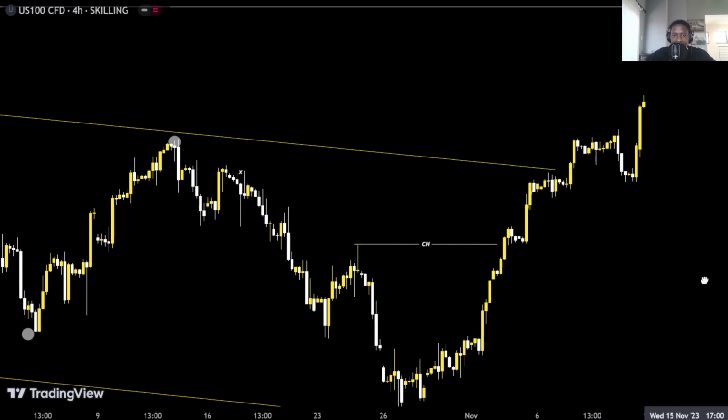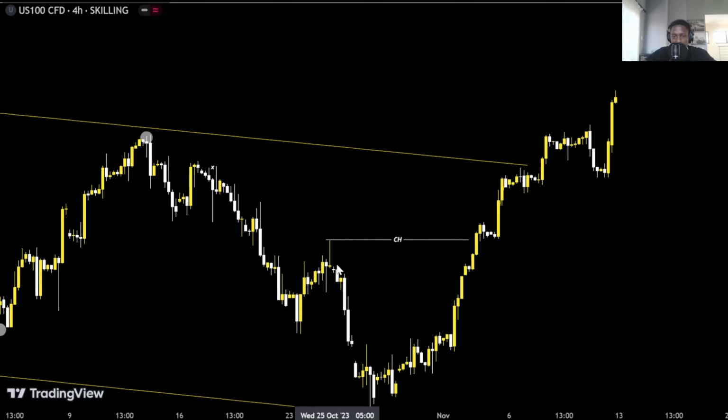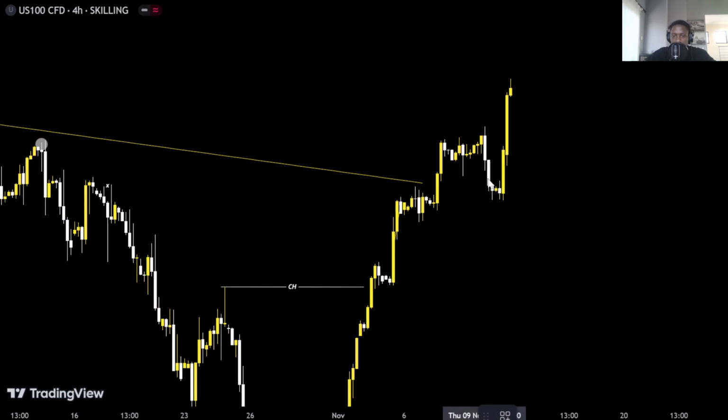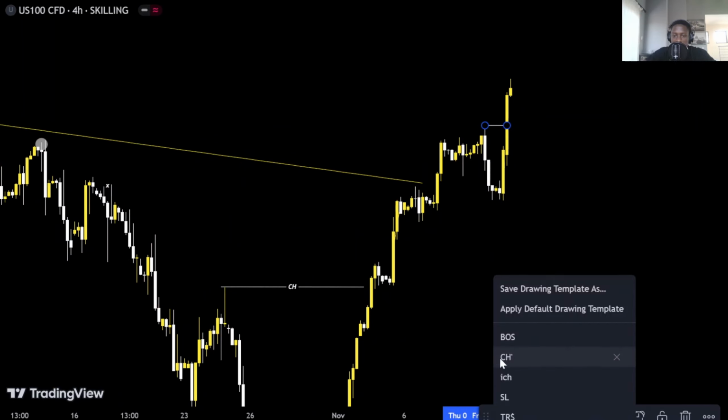So now, understanding that we've broken out of this structure, this descending channel, it's implying to us that we are on an uptrend, right? We had a change of character, multiple breaks of highs. There's some bullish structure happening, as you can clearly see over here. Look at the beauty of this thing. This is a break of structure over here. Label this as a BOS.